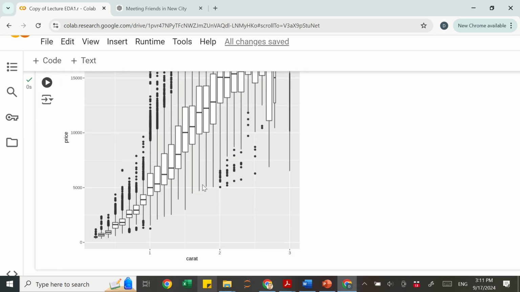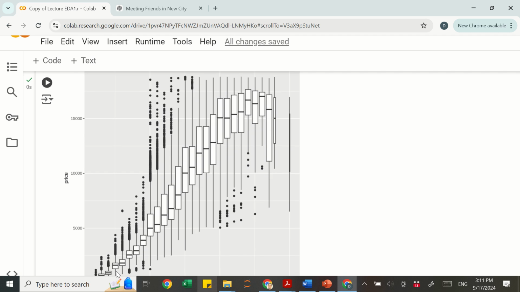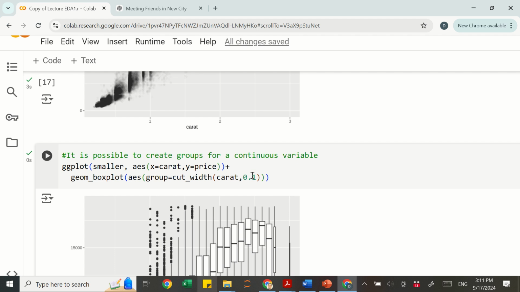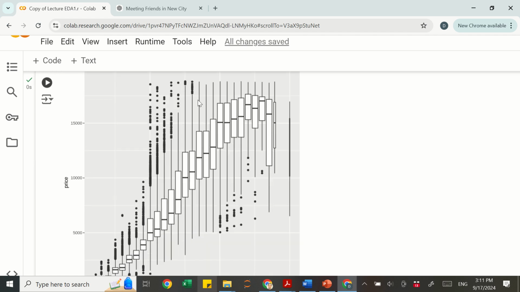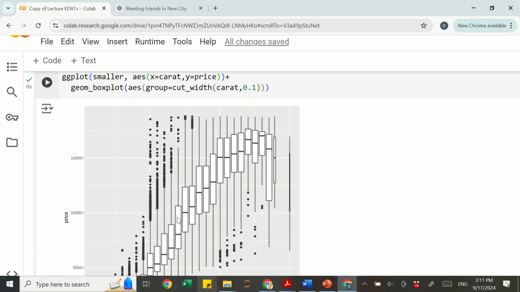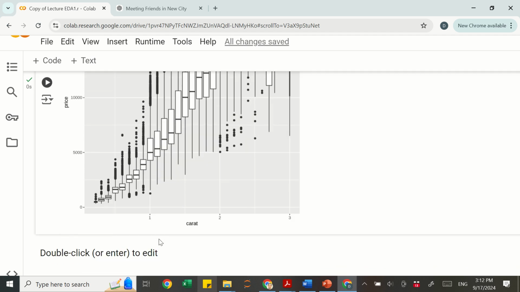There you go. Now we have one box plot for every 0.1 carats, all the way from 0 to 3. What it's doing is taking groups of observations that have the same carat value, in those values of 0.1, 0.2, 0.3, 0.4, because we're using 0.1 as the cut width. And the interesting thing here is that we can check that there are some outliers, especially in some areas, and then you can dig deeper to understand what's happening with those observations in those carat values.